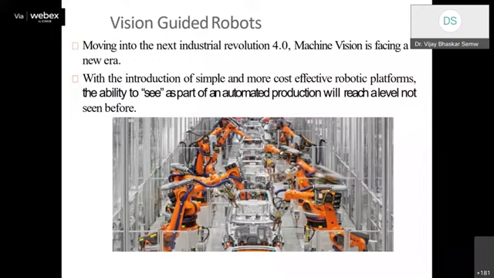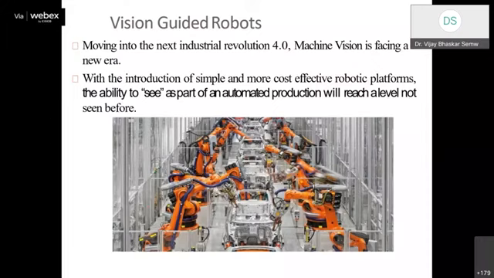The vision guided robots and now assembly lines. And then we are matching with the Industry 4.0 revolution. Moving into the next industry revolution 4, machine vision is facing a new area. You have seen the automation of car plants, where the automated assembly line is there. Somewhere you are placing your tire, chassis, bodies, painting, cleaning, dusting, all sorts of things are done by the robots, and these are very sophisticated robots.